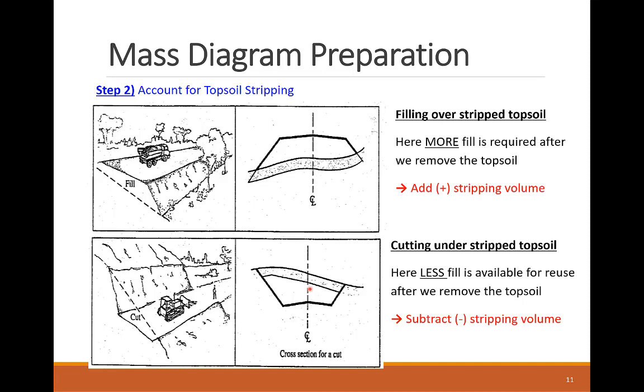To summarize, topsoil complicates cut-and-fill operations for the contractor because it reduces the soil cut material that can be available for fill, and it also increases the fill volumes to compensate for the stripping void left behind the topsoil.